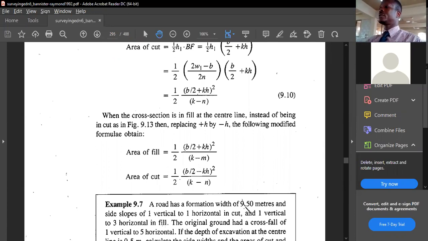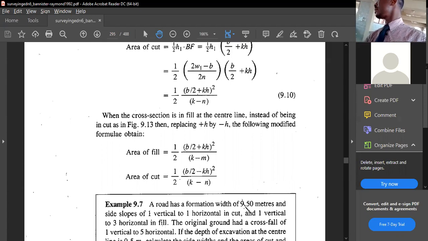So area of fill is given by half B over 2, squared, all over K minus M. They become familiar with the formula. Area of cut, half. Some of the formulas too, they look alike. So that's a way of just remembering. So this one is the same formula, B over 2, just the minus makes the cut. Squared over K minus N.